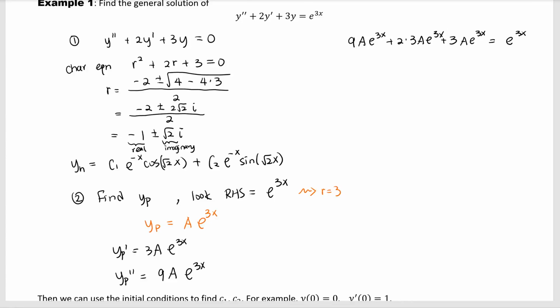Can you see they all contain the factor e to the 3x? Let's combine them. Let's look at the constants: 9a, 6a, 3a. So 9a plus 6a plus 3a equals 1. That is 18a equals 1. So a is 1 over 18.